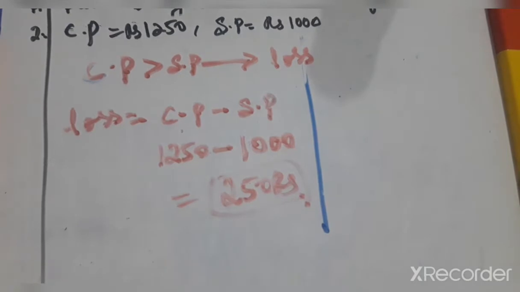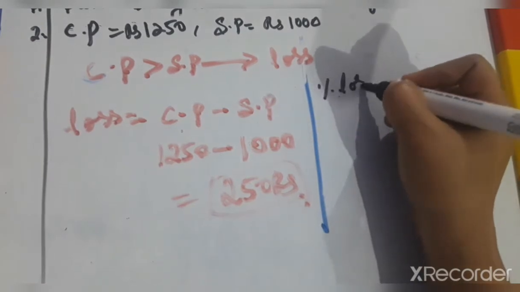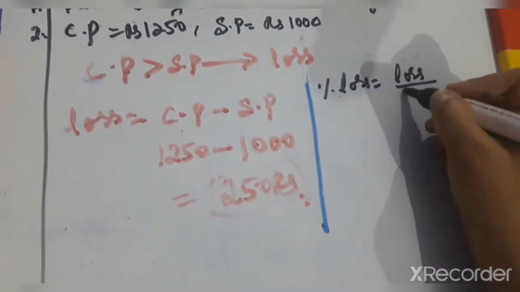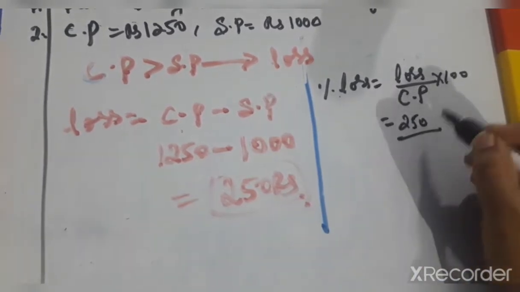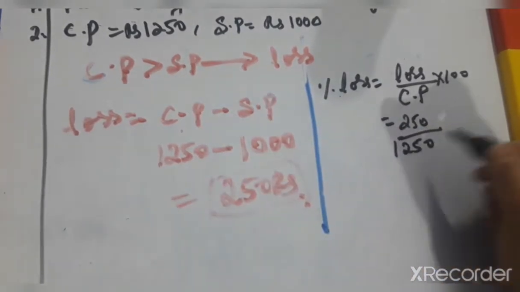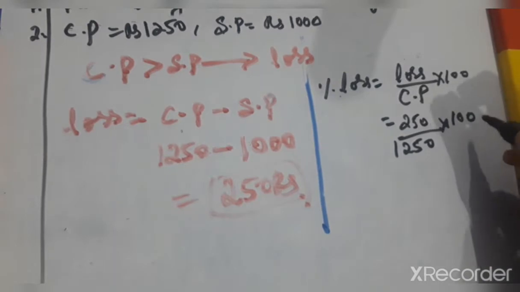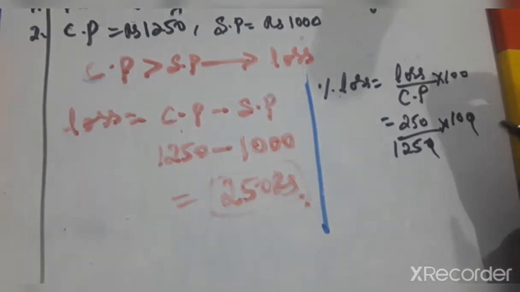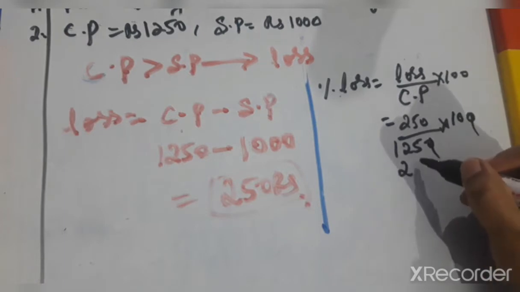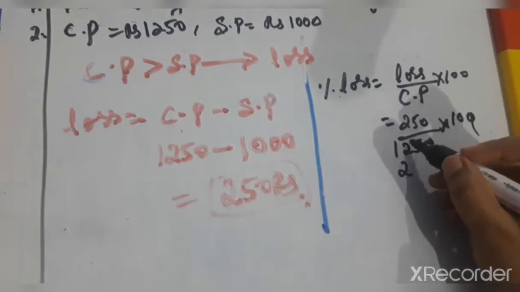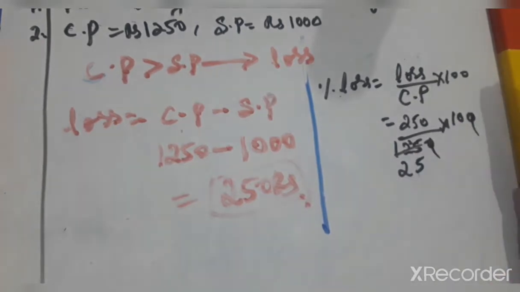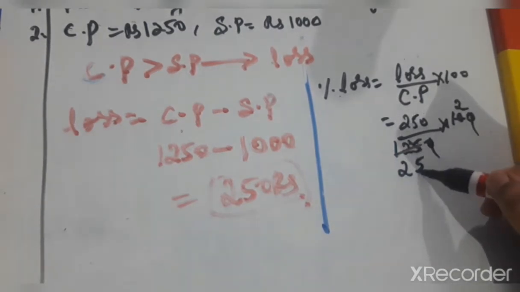Now we have to find the percentage of loss. Percentage of loss equals loss by cost price into 100. So here loss is 250, 250 by cost price 1250 into 100. Zeros cancel. 5 twos are 10, 2 carry. 5 fives are 25.